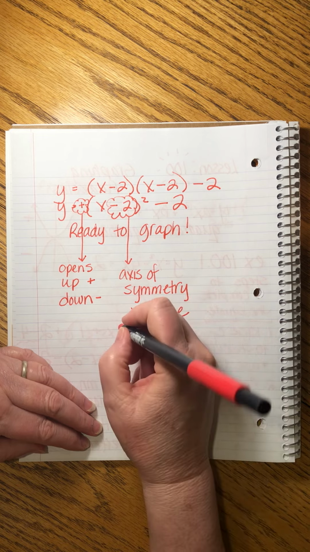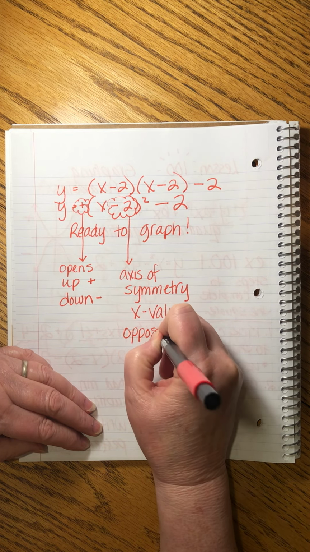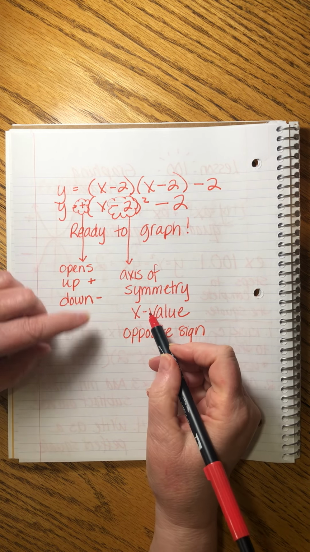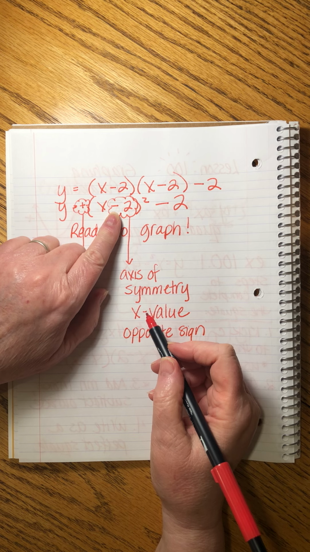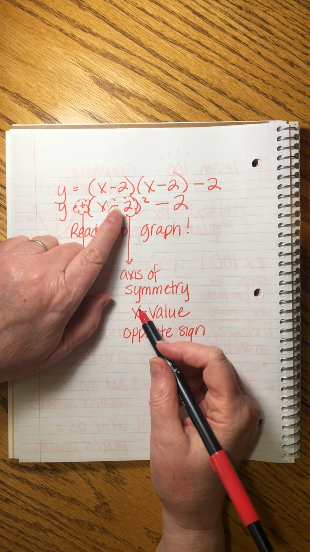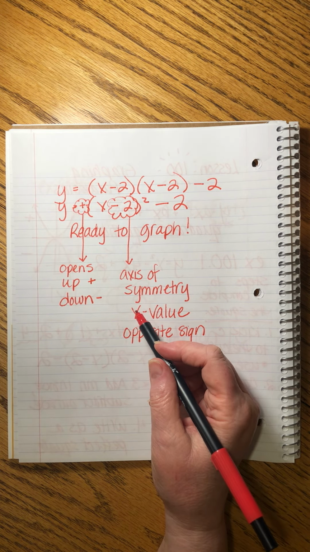And here's a tricky thing to remember. The actual value of the axis of symmetry is the opposite sign. So our axis of symmetry in this example is going to be positive 2. I know, right? Why must it be the way that it is?